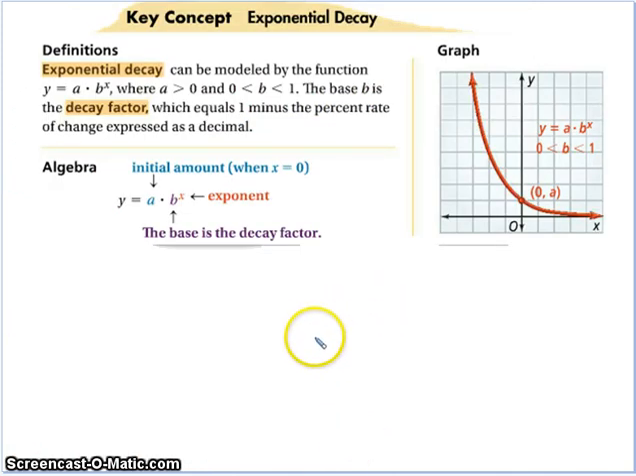Okay, decay. Now notice, if you remember, A was greater than 0 and B was greater than 0. But now B is going to be between 0 and 1. Okay, can be modeled by the function, the same thing. The base b is now the decay factor, which equals 1 minus the percent rate. Okay? So a is still the initial, b is now the decay factor, which is going to be 1 minus the percentage, and then we're still going to have an exponent right there.